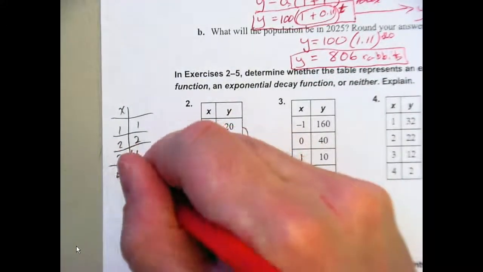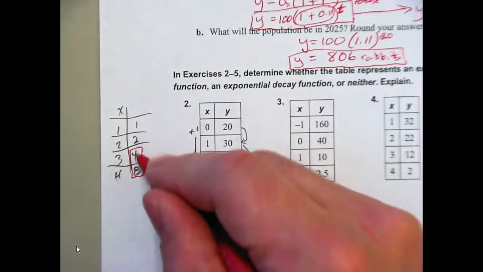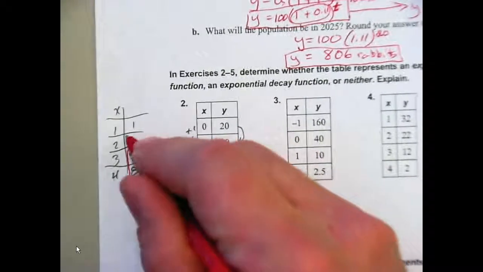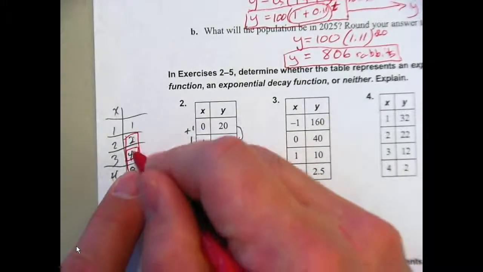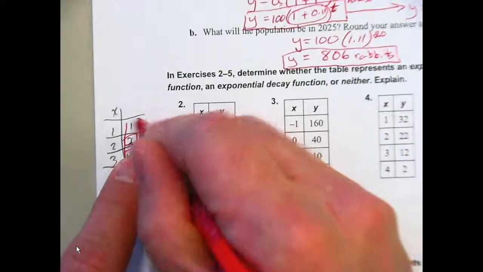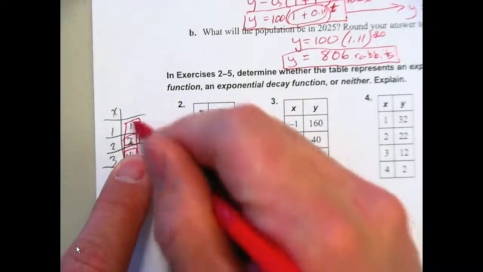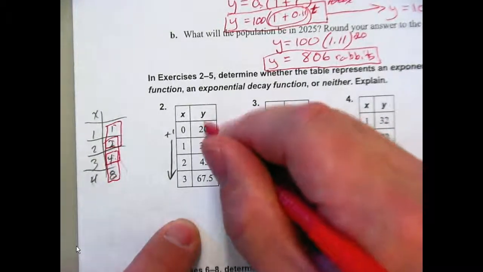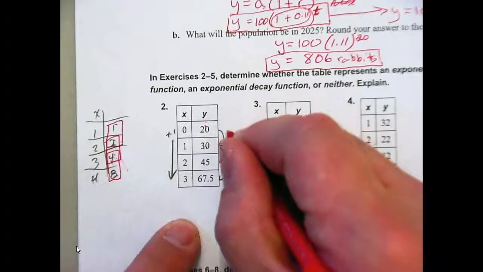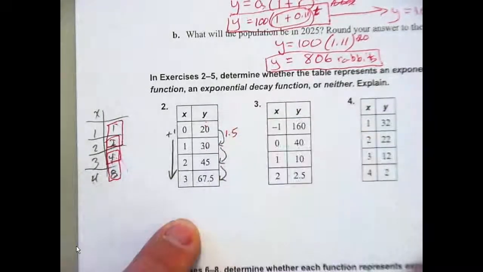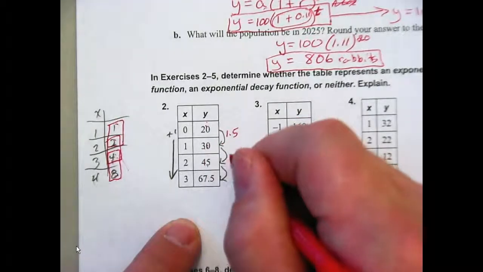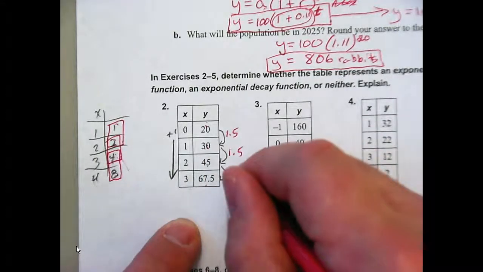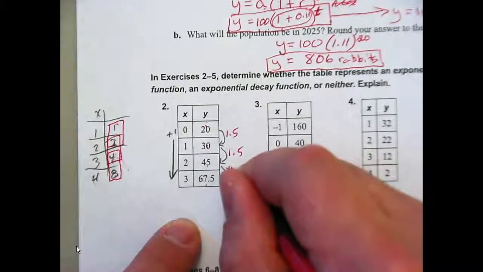Well, mathematically, the way you actually figure that out, hopefully you just look at it and can know that. But if the numbers aren't easy, then how do I get 2 from 8 and 4? You divide 8 by 4. How do I get 2 from 4 and 2? Divide 4 by 2. And how do I get 2 from 2 and 1? Divide 2 by 1. So I divide the second by the first. So if I divide 30 by 20, I would get 1.5. If I divide 45 by 30, do I get 1.5? If I divide 67.5 by 45, do I get 1.5? Yeah.